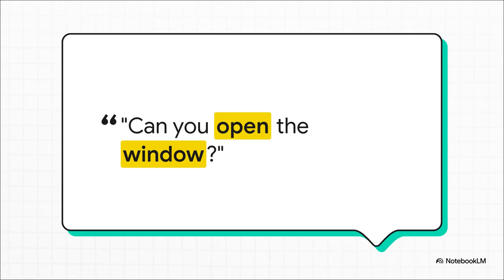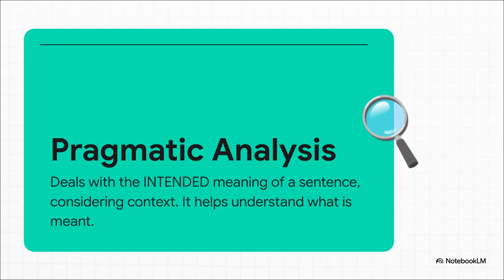Okay, but what about what we really mean? The stuff we don't say out loud, the intent behind the words. This brings us to the very top of the pyramid, the most human-like level of all. This is pragmatic analysis, and it's all about intent. When someone asks, can you open the window? They're not asking about your physical abilities, right? It's a request. Pragmatic analysis gets that. It understands what's meant, not just what's said. And that's the peak of our pyramid, moving from literal text to real human intention.